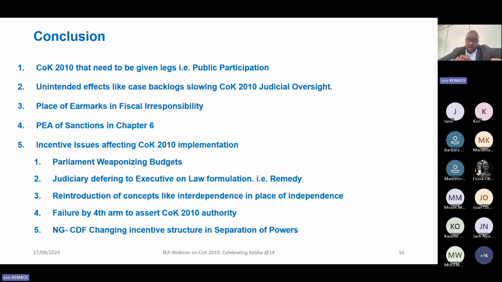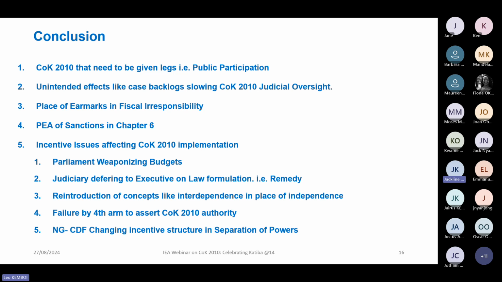But redefining the problem from another perspective will not yield positive outcomes. So back to you, Jack. Thank you. Thanks, Leo.